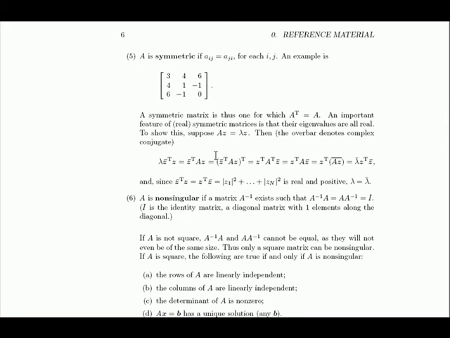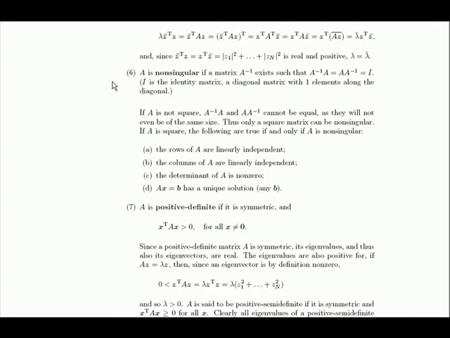A general non-symmetric real matrix may have complex eigenvalues because the eigenvalues, remember, are the roots of the characteristic polynomial, and a real polynomial can have complex roots. However, if the matrix is symmetric, the eigenvalues will always be real.